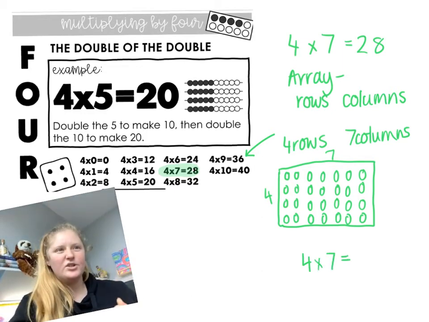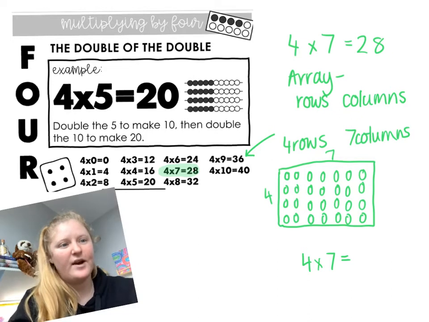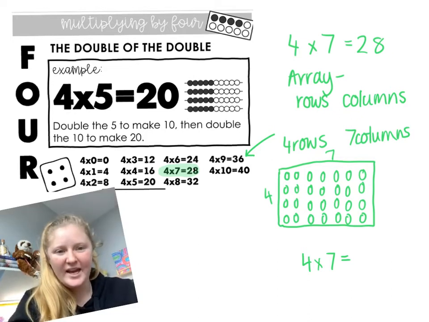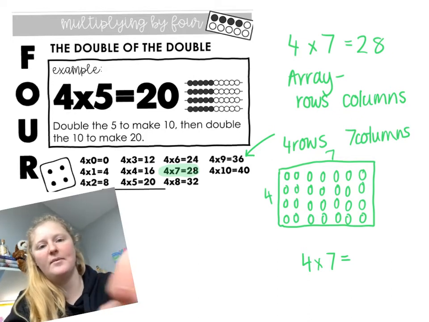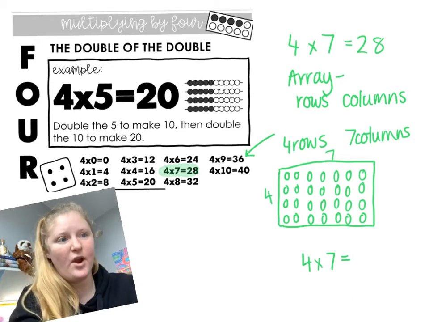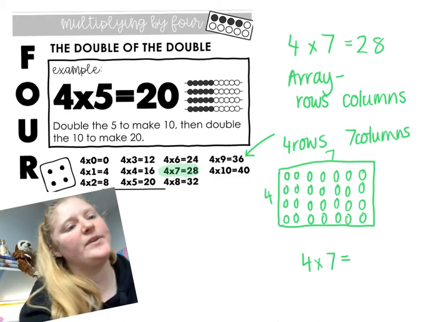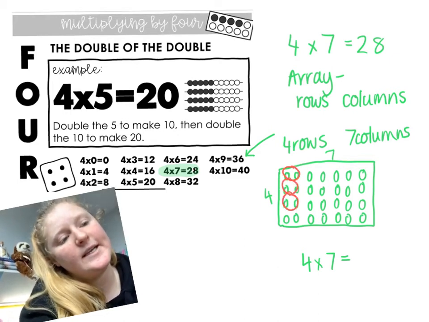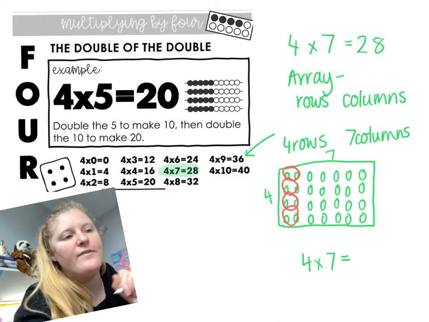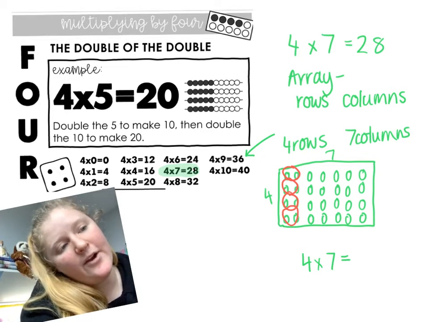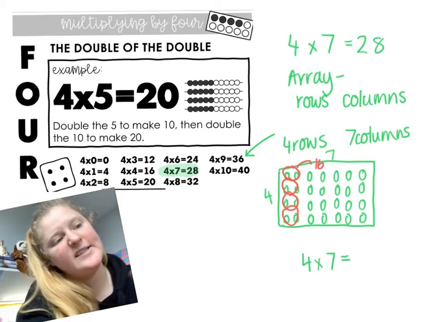Now what I need to do to work out whether this is true is to find out, are there 28 in my array? So I'm going to grab another colour and we're going to count as we go. I think I might count by 2s because it's a lot quicker to do so. 2, 4, 6, 8. Okay, if I know that's 8, I know 8 plus 8 is 16.